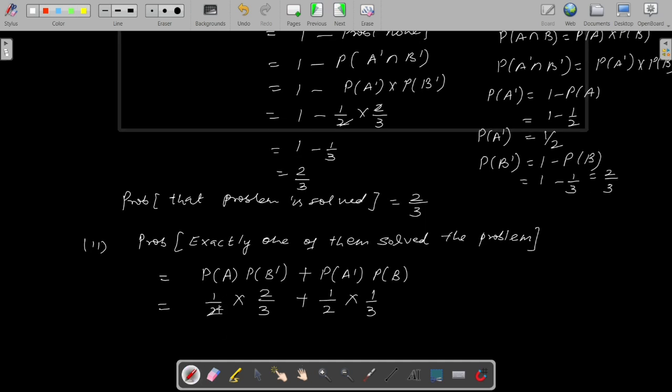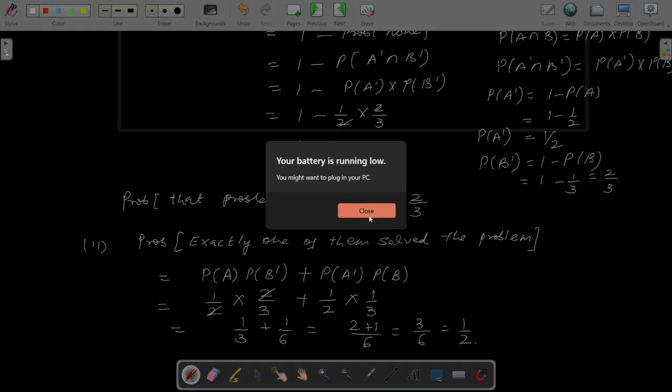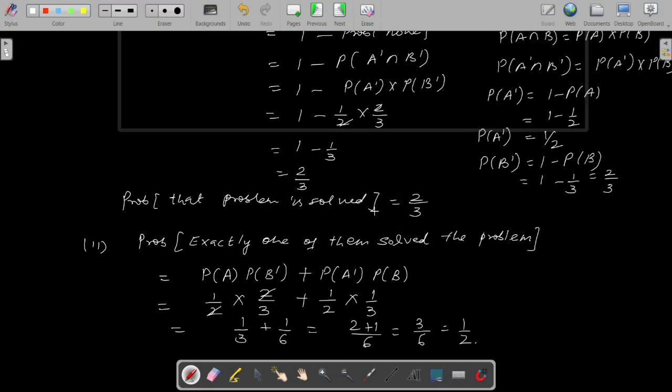So this is 1 by 3 plus 1 by 6, which is 2 plus 1 by 6, 3 by 6. That means 1 by 2. It means the probability that exactly one of them solves the problem is 1 over 2.